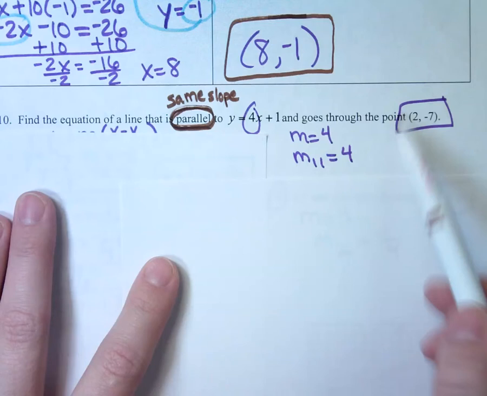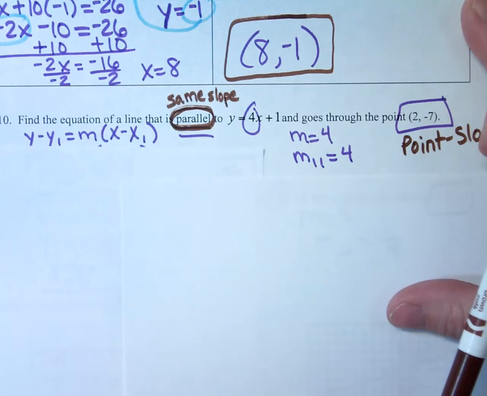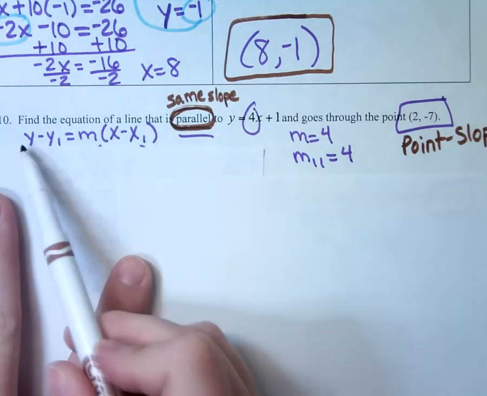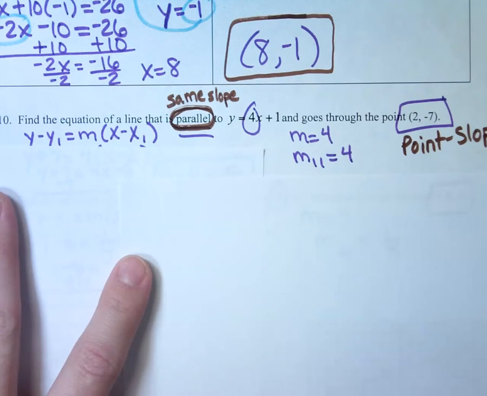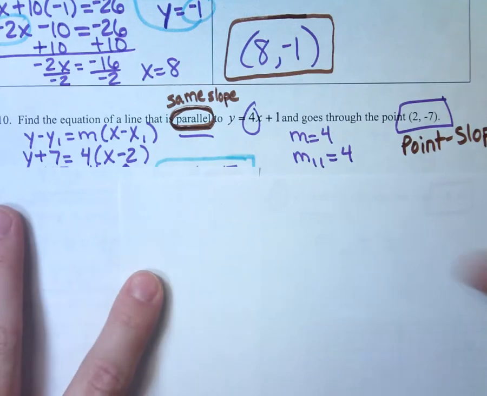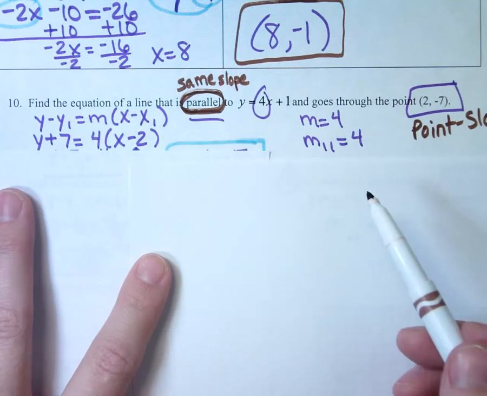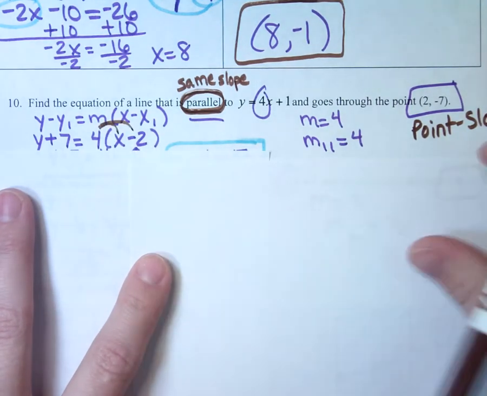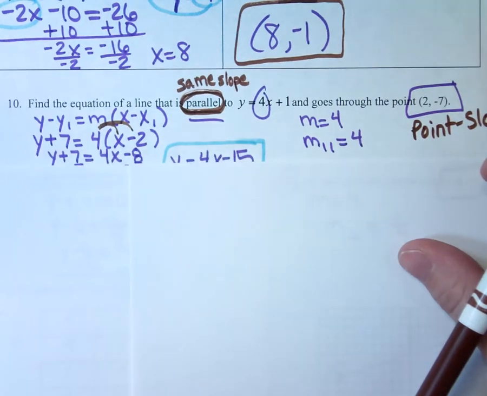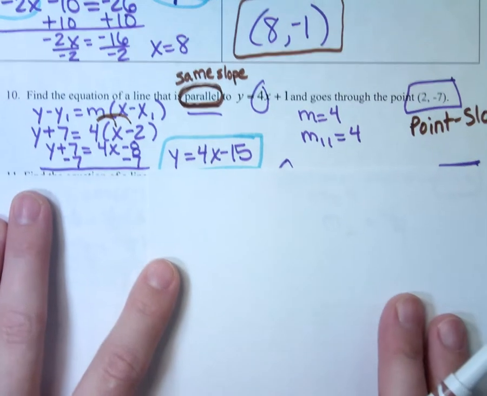And then if I want it to go through this point, then I have to use point slope form. So remember, if you're ever given a point, you're going to want to use point slope form. So off to the left here, that's what I wrote down, was my point slope formula. And then I just do what it says, y minus the y coordinate. So y minus a -7, which makes y plus 7, equals my slope, 4, times x minus the x coordinate. From there, I have to distribute the 4. And once I distribute my 4, I have to get y by itself, so I subtract 7 from both sides, and that gives me y equals 4x minus 15.